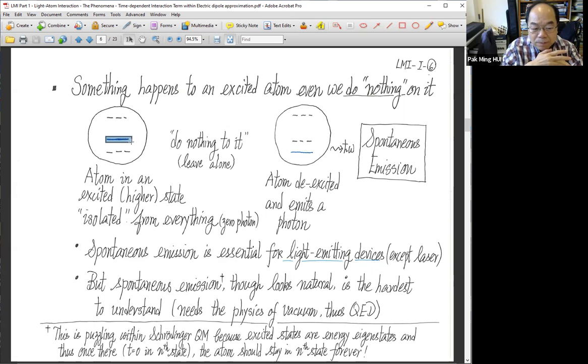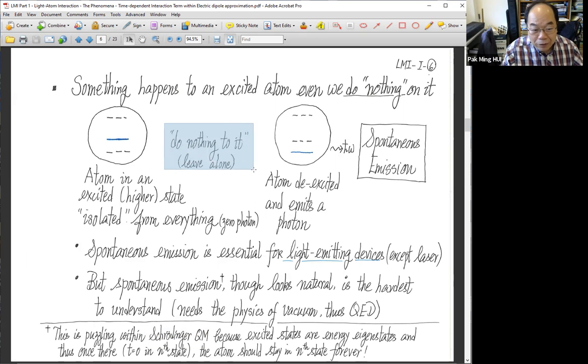But first of all, spontaneous emission is a very important process. Many of our lighting devices basically rely on spontaneous emission. We just pay the electric bill to excite the atoms up there, and then they come down, and then we get light to use. These are light emitting devices. Okay, so it works, it happens, but within Schrödinger quantum mechanics, it is something uncomfortable. Or is it?